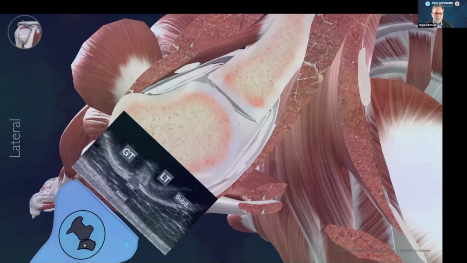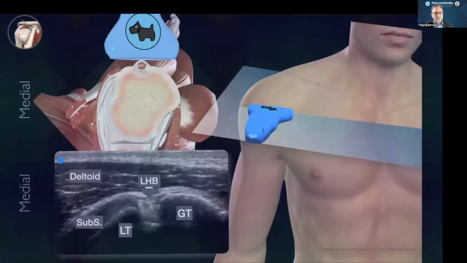This is a reverse anatomy practice. I usually use this method for education. You can see the transducer and the patient position in this slide, and you can see the same sonogram.